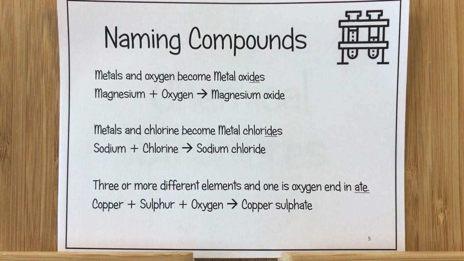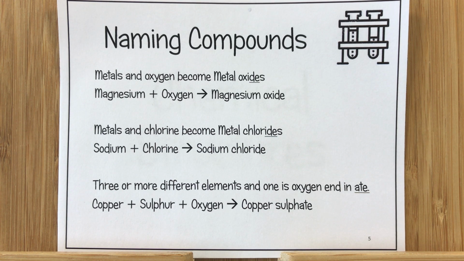Now, the first example is where we've got a metal and oxygen, and these always make metal oxides. We can see how the word oxygen has changed to oxide. So our example is magnesium plus oxygen makes magnesium oxide.